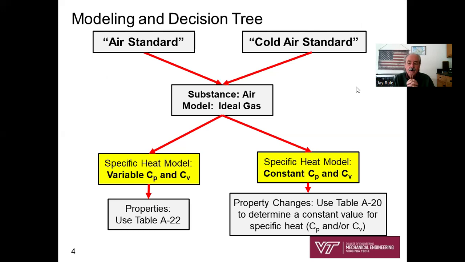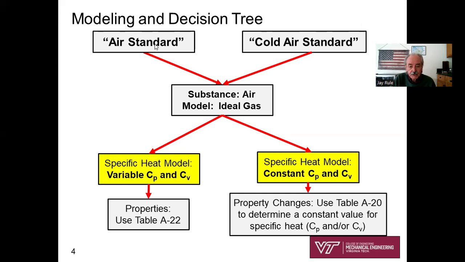Okay, and so I'm trying to create a little decision tree for you. So when you read either air standard or cold air standard, the substance is the same. It's air. It's that mixture of nitrogen and oxygen, similar to the dry air that we breathe. And so our model for the substance is the ideal gas model. In just a second, we'll talk about those basics for any ideal gas. Then you've got to make a decision.